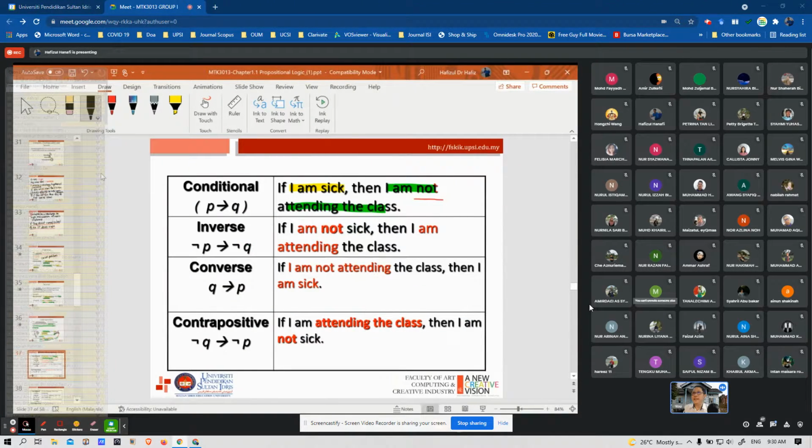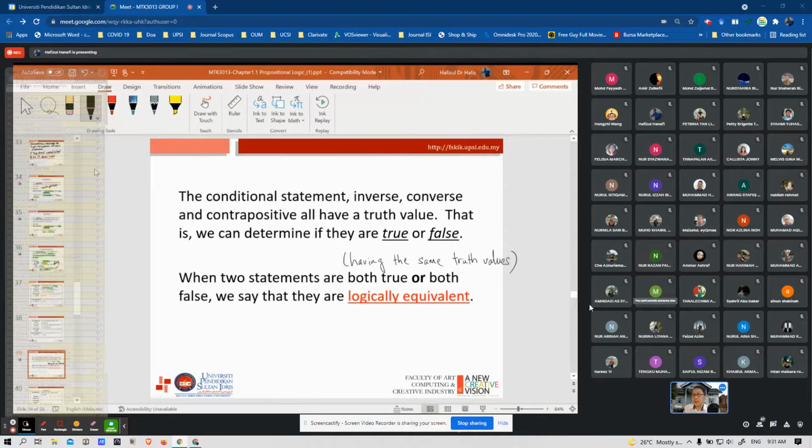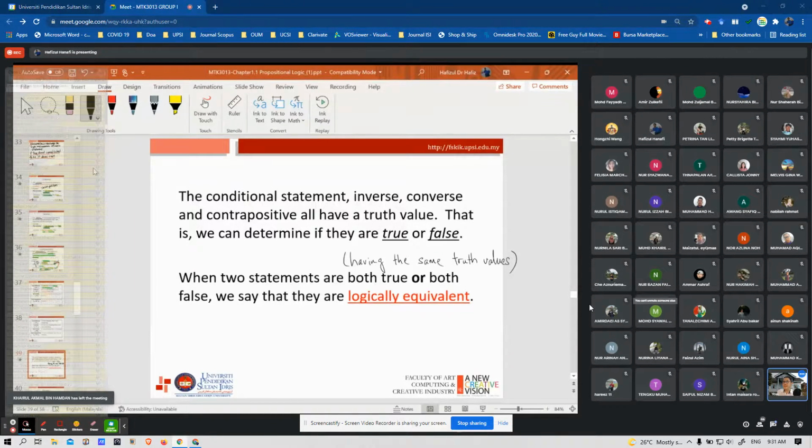This one is another example. P implies Q: if I am sick, then I am not attending the class. We have to do the inverse, converse, and then the contrapositive. Same goes here. Then we have the conditional statement, inverse, converse, and contrapositive.